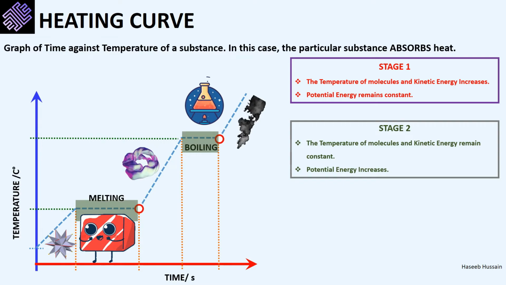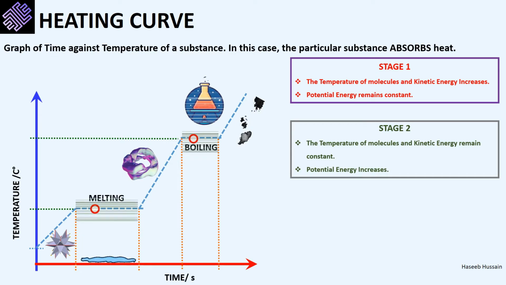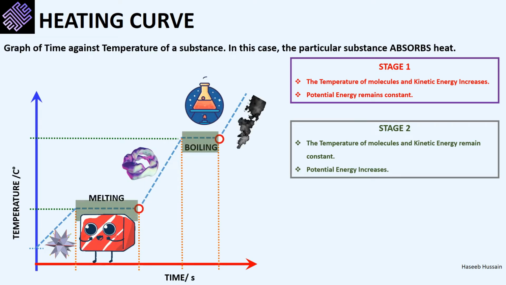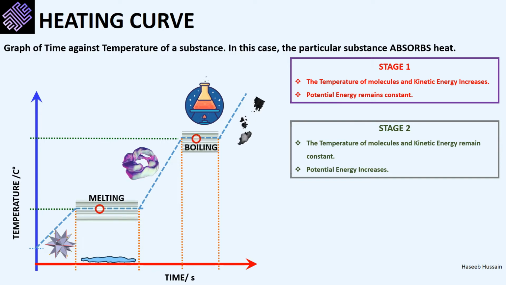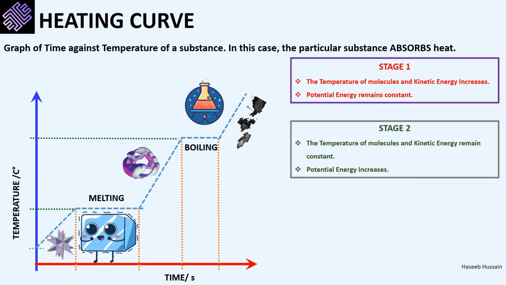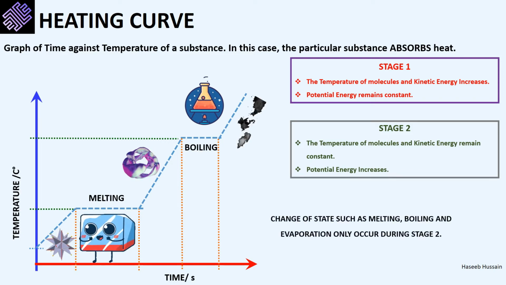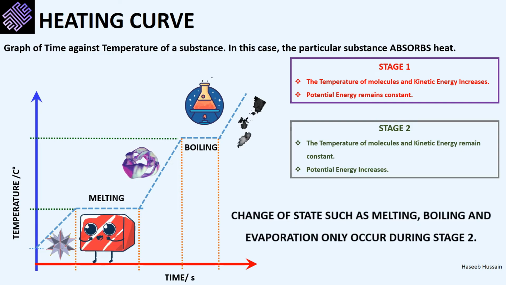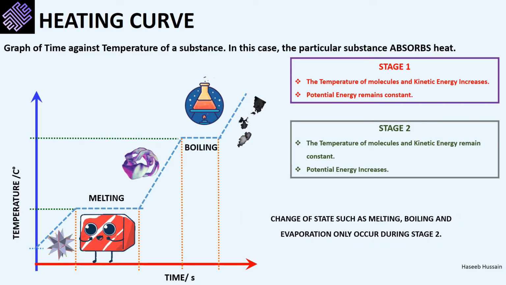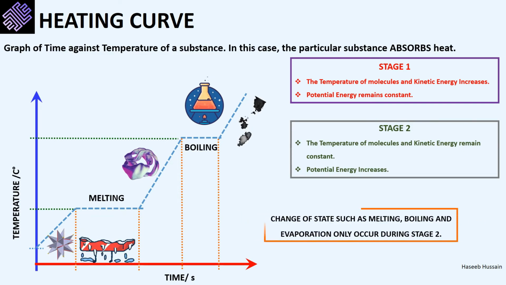So if it was a solid before, during stage 2, there will be solid and liquid present. Similarly, if there was liquid before, there would be liquid and gas present during stage 2. The key thing to note is that processes such as melting, boiling, and evaporation only occur in stage 2. This is the stage where heat is used to break the bonds and increase the spacing between particles.